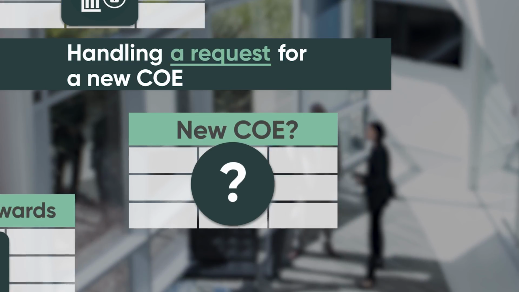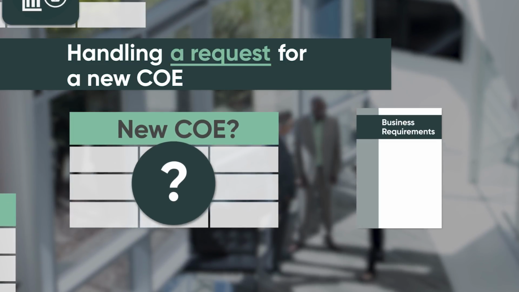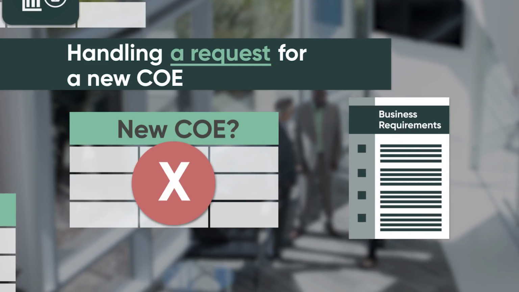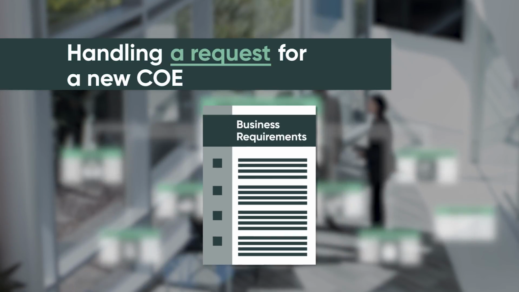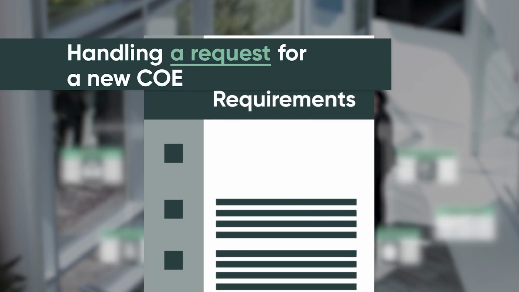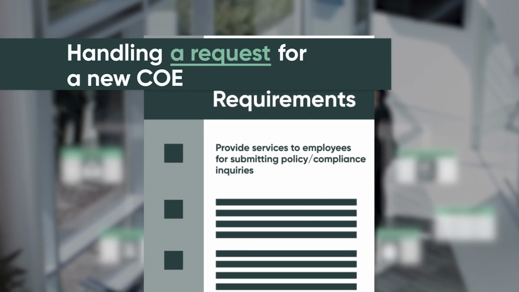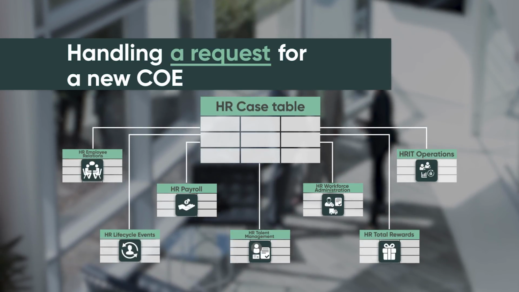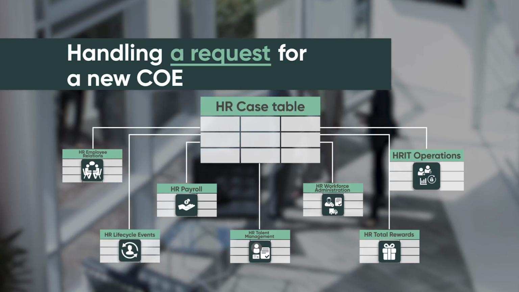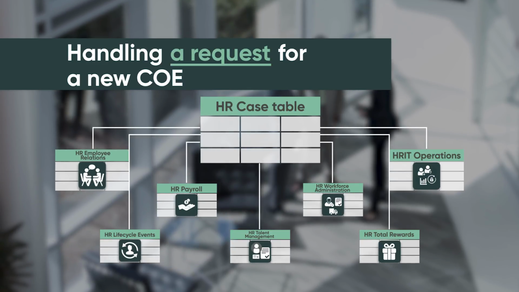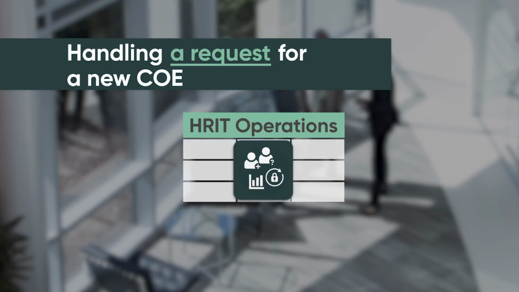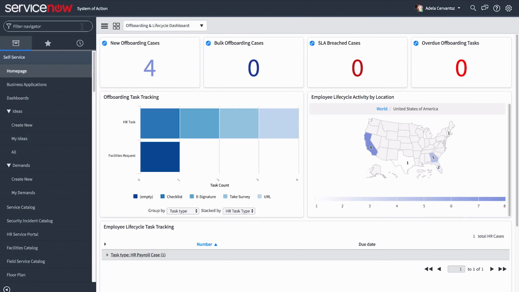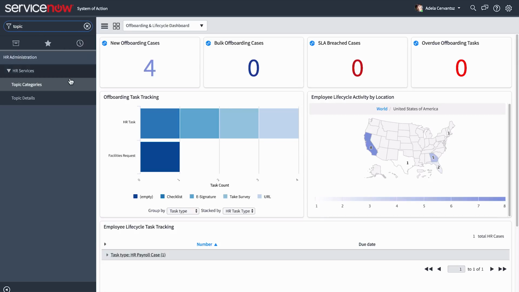If you do get such a request, analyze the business requirement driving the request. Here's an example of how you can meet a business requirement without creating a custom COE. A business unit would like to offer services to its employees for submitting policy and compliance inquiries. Typically, requests around policy and compliance are handled by either HR Operations or Employee Relations. Let's say for this example, the HR Operations group handles these types of requests. This can easily be configured in the delivered COE model.